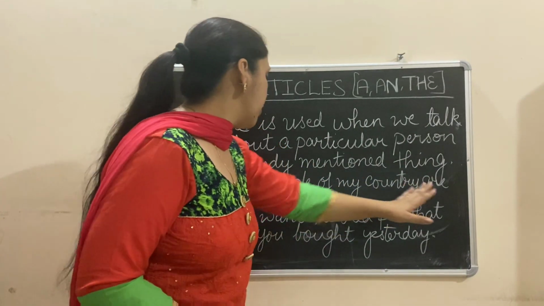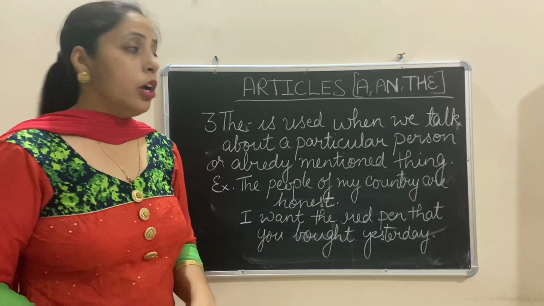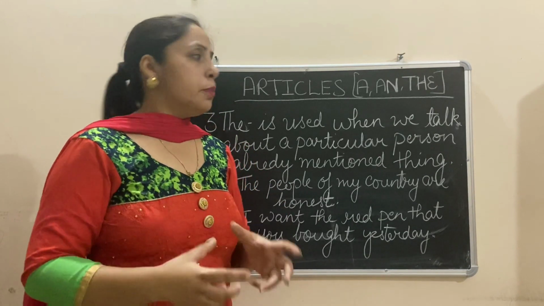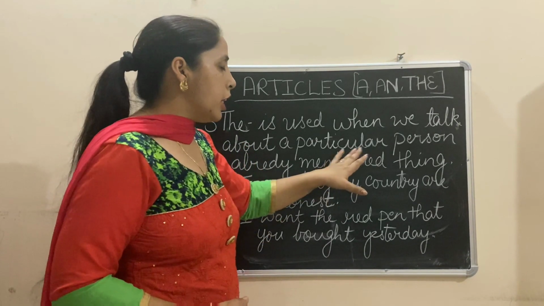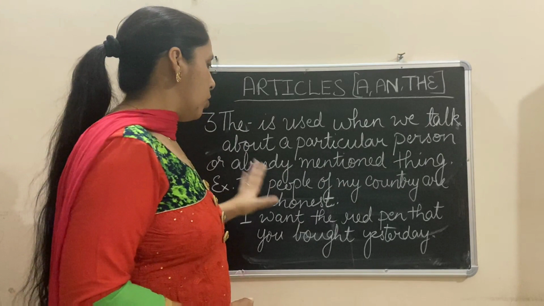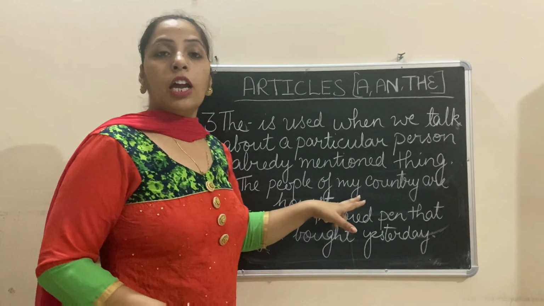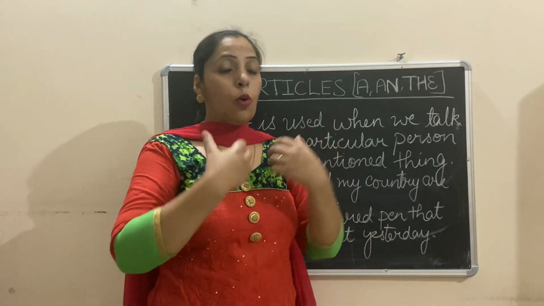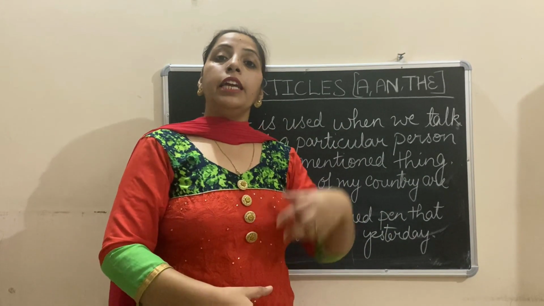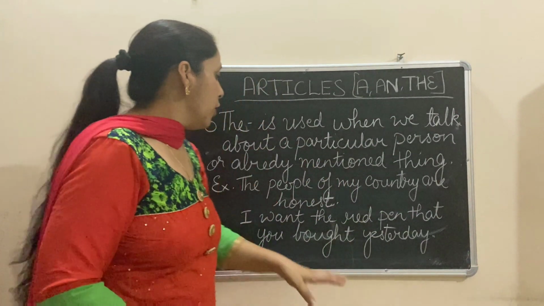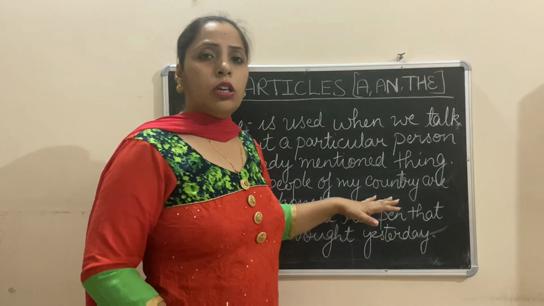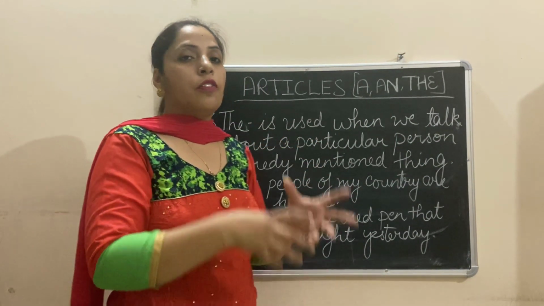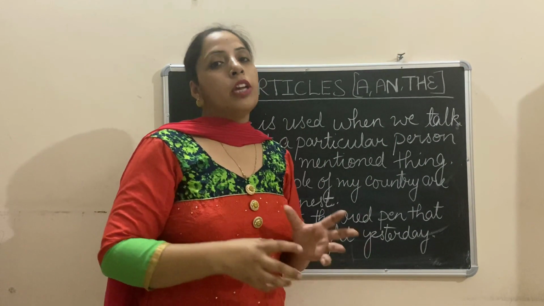The people of my country are honest. So here we know particularly which people we are talking about. A particular person. Here we are particular that we are talking about the people of our country, not of any other country. So we are very particular about the person we are talking about. We already know, we are very sure, about whom we are talking.